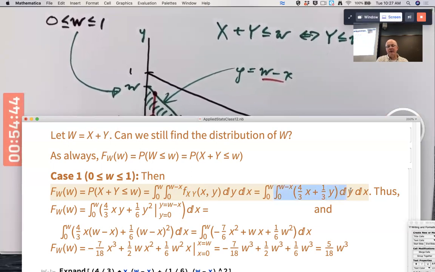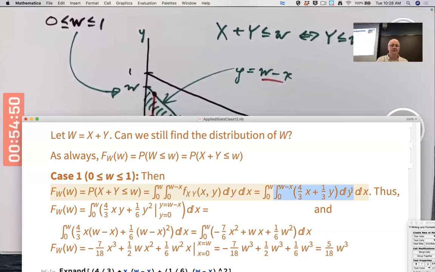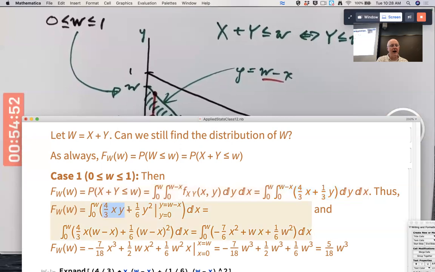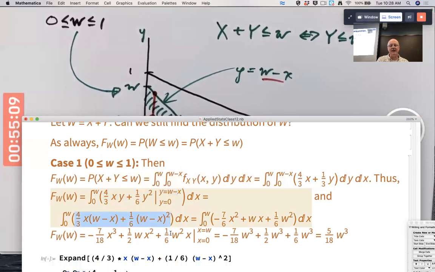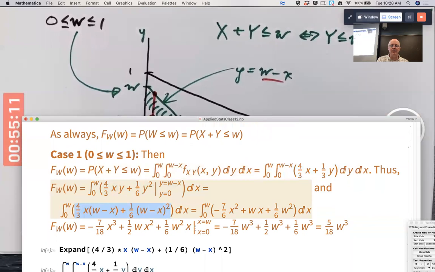Do the inner integral with respect to Y. So I need to integrate 4/3 X plus 1/3 Y with respect to Y first. I'll get 4/3 XY, because 4/3 X is like a constant, plus 1/6 Y squared. Right? Integrate 1/3 Y, get 1/6 Y squared. Y goes from 0 to W minus X. So when you plug in 0, you get 0. When you plug in W minus X, you get this. And then you'd have to simplify that. It's a little unpleasant, but you could do it in about a minute or so and get this.